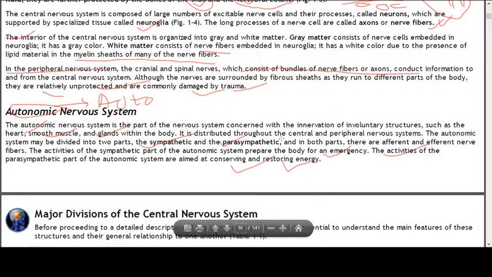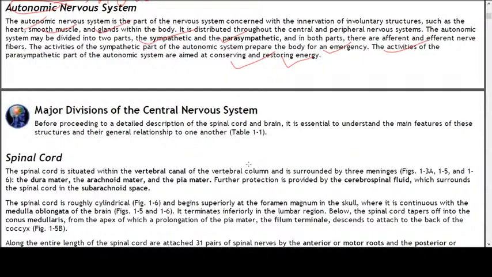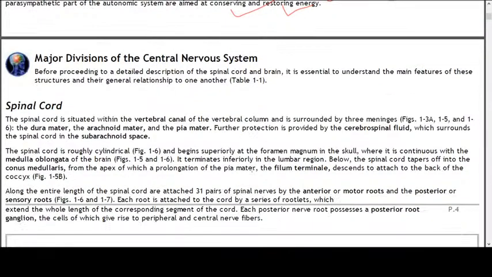So parasympathetic are aimed at conserving and restoring the energies. Okay, major division of the central nervous system. Before beginning the general description of the spinal cord and the brain, we have to understand the main features of these structures, and their general relationship with one another. General relationship of the spinal cord.